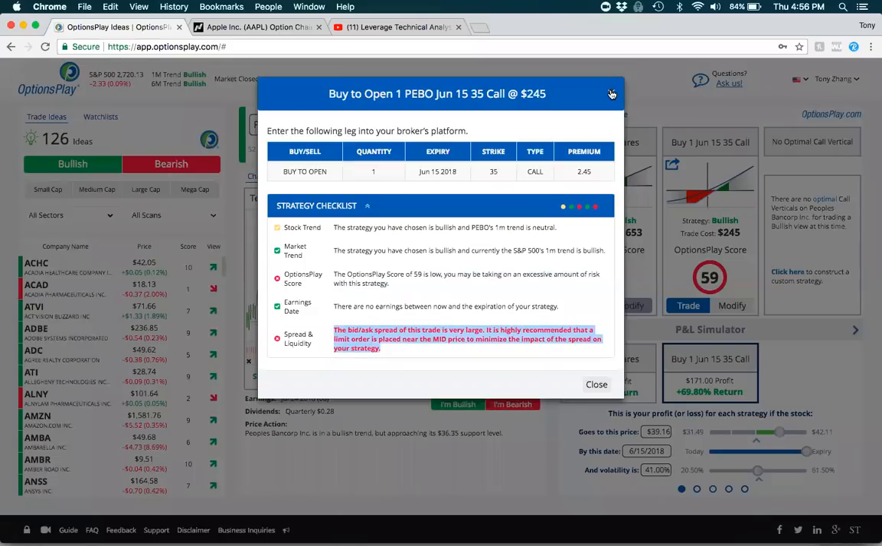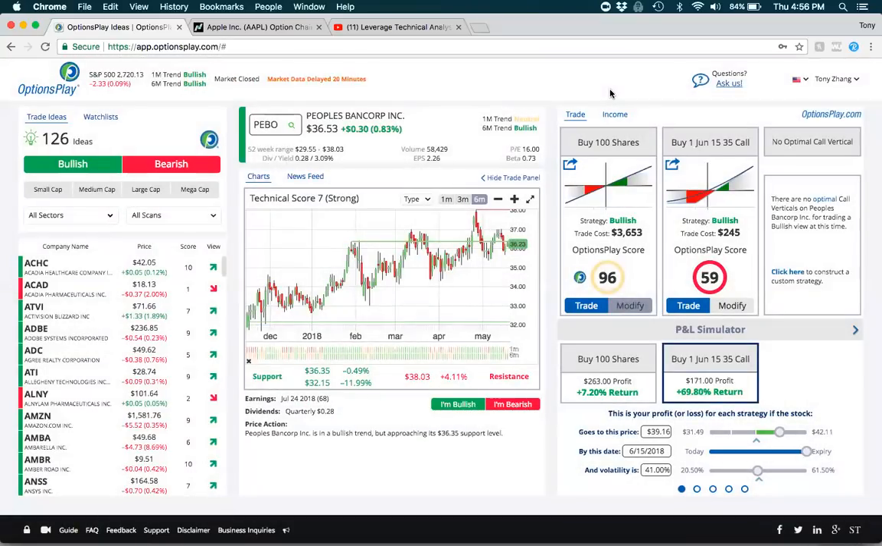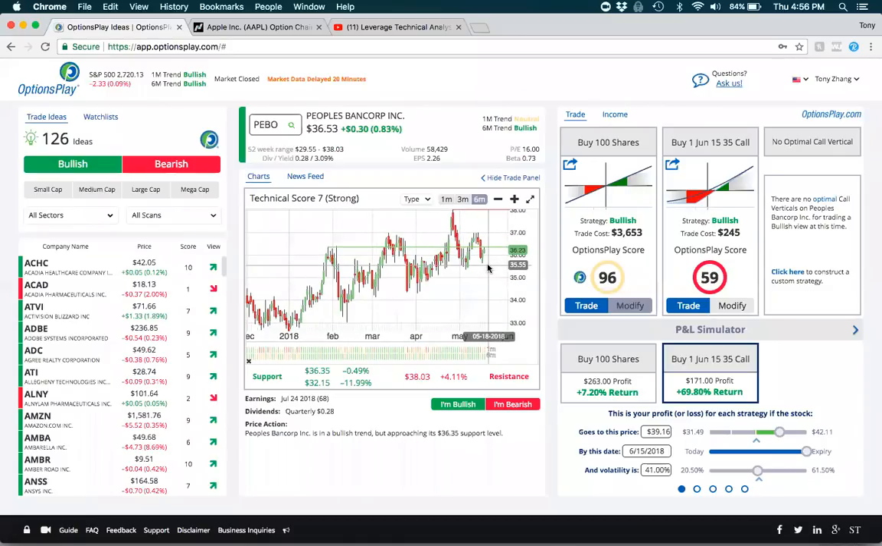Just because you're bullish on a stock doesn't always mean there's an option strategy to trade. And that's what I hope to illustrate here: you might come across a stock where you're very bullish based on your technical analysis, but when you look at the options play score, as you can see here, we can't even find an optimal vertical. This is really telling you that if you're bullish on the stock, you're better off just buying the stock as opposed to trading the option.